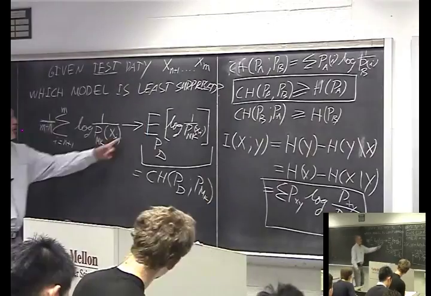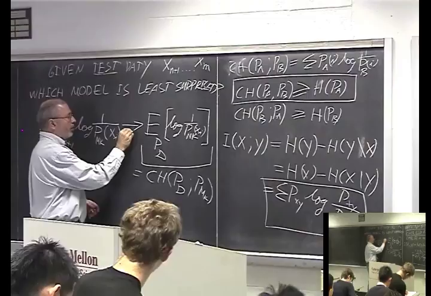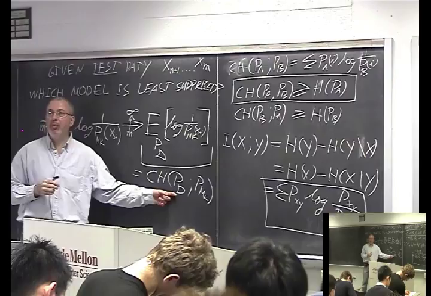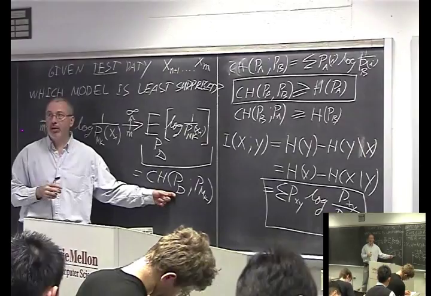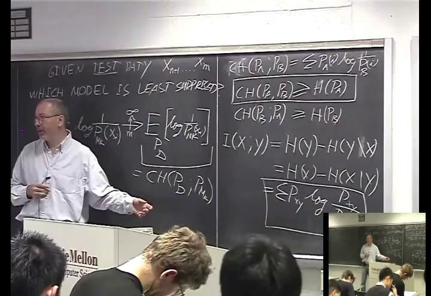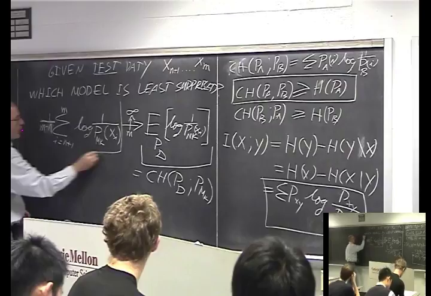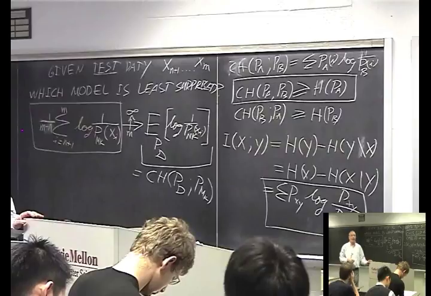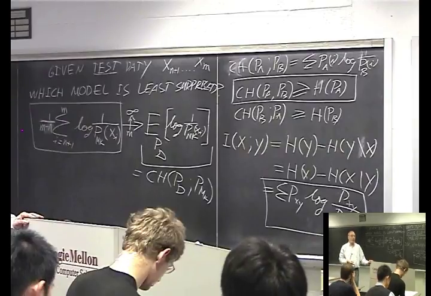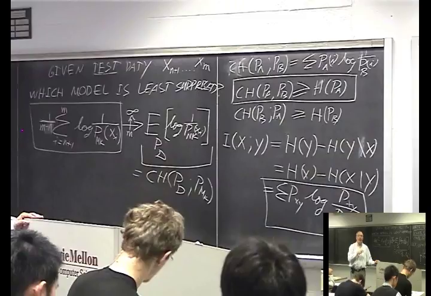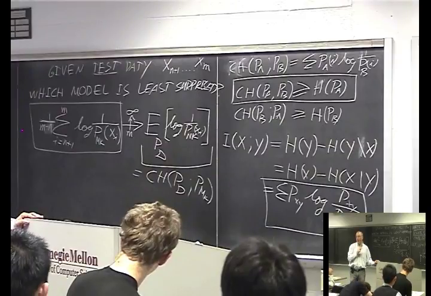Now, this is only in the limit as m goes to infinity. So we don't really have this number exactly. But what we do have is an estimate of it based on a finite sample. So this is an argument why this measure, the average surprise over the test data, is A, a reasonable way of comparing models, and B, an estimate of the cross entropy between P curly D, which we do not know, and your model.